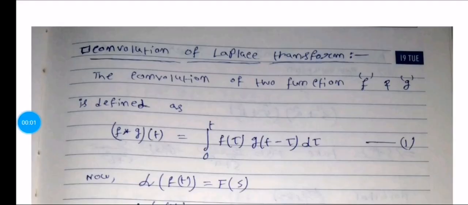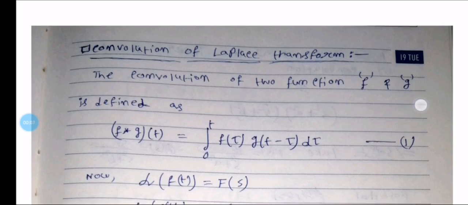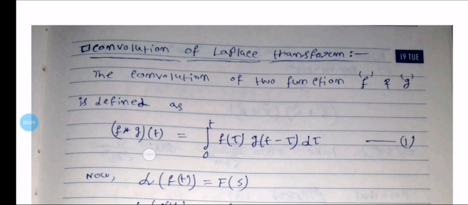Next we come to the topic convolution of Laplace transform. The convolution of two functions f and g is denoted by f star g.